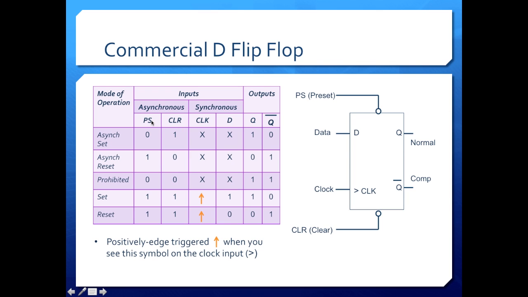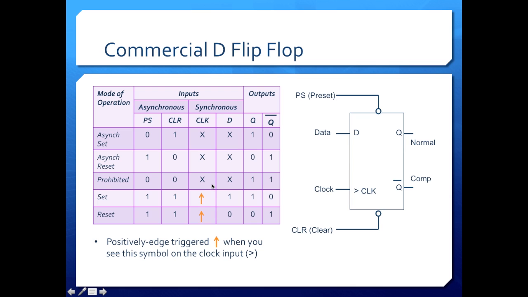Similarly, if preset is set to 1 and clear is set to 0, then it overrides the clock, but it puts us in the reset mode. And again, not synchronous reset, but an asynchronous reset because we're not dependent upon that clock at all. Prohibited, as we know, means that Q and Q naught are both 0 at the same time, which we can't have, and that would be a bad thing to have happen. It's considered an illegal state. Again, it overrides the clock functionality here.